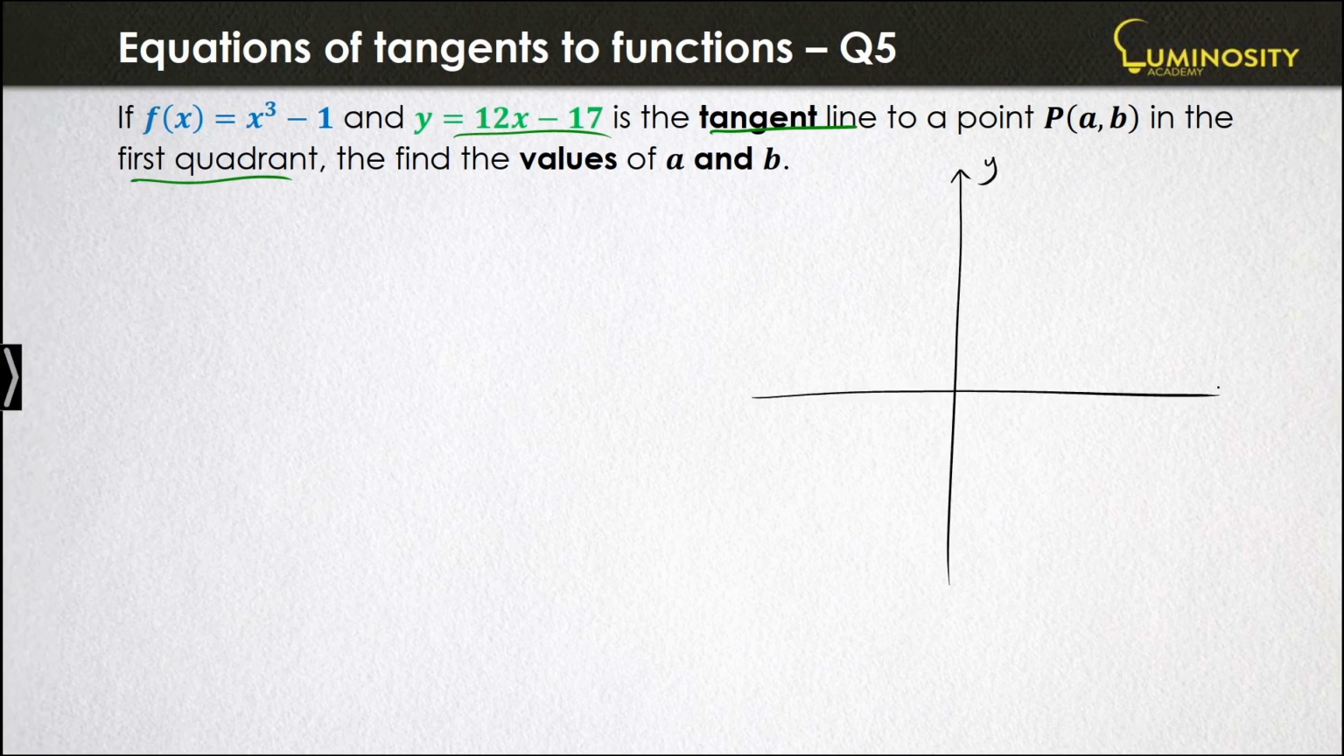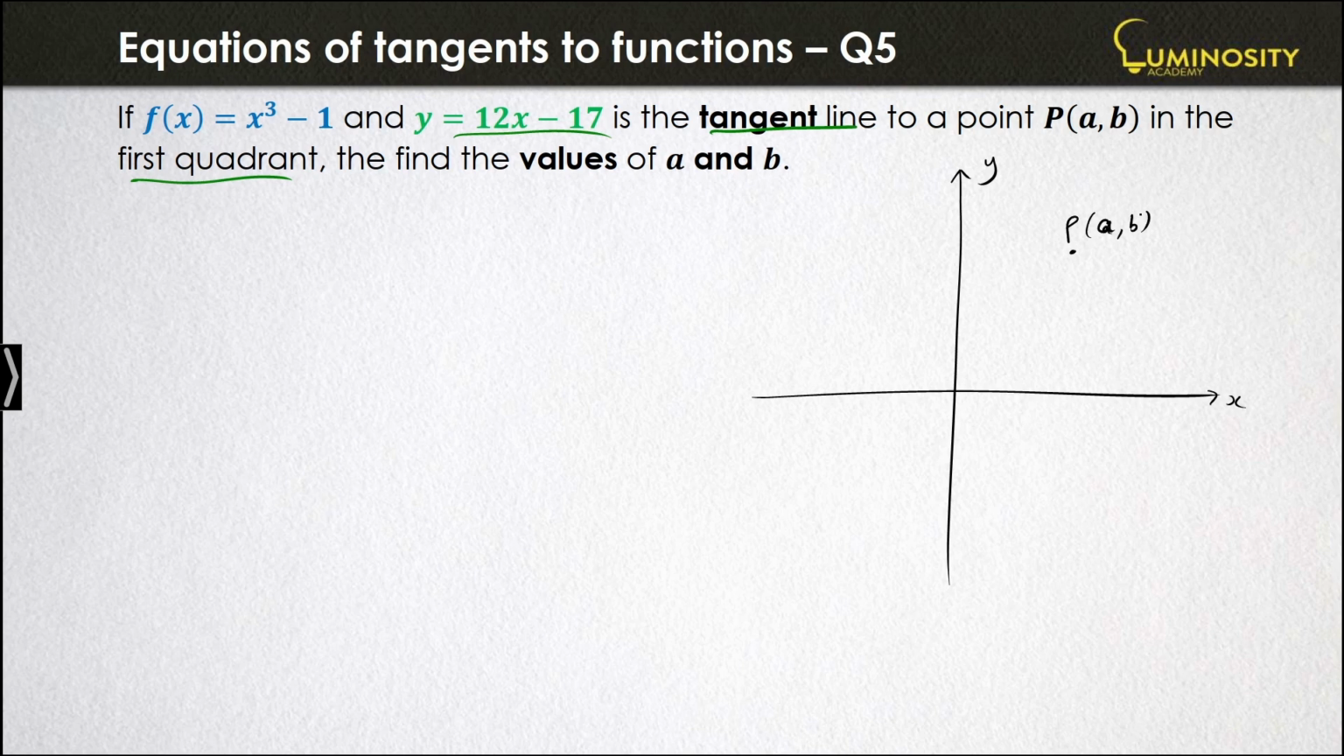Okay, so let's get our x and y axes up. x cubed minus 1, although we don't know necessarily what that graph looks like just yet, it doesn't really stop us from being able to do the question algebraically. All right, so we know that there's a tangent line to a point P(a, b), and the point P is somewhere here in the first quadrant. So that's important information. They wouldn't give us that information for no reason.